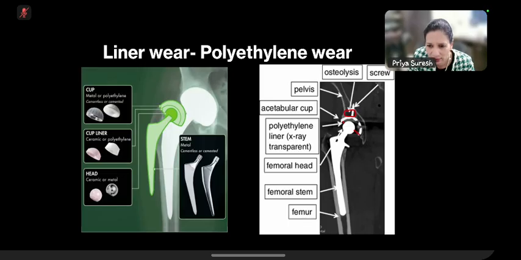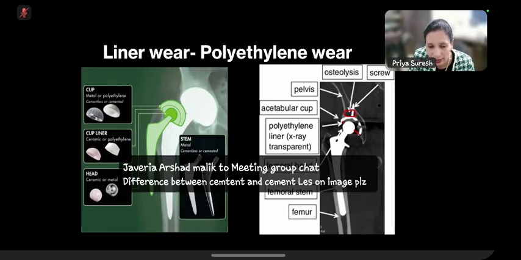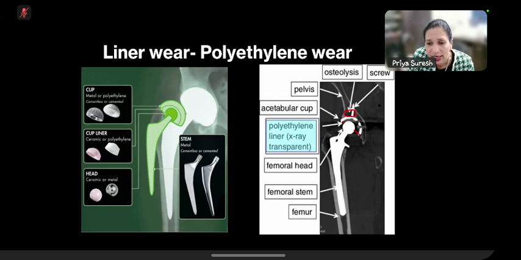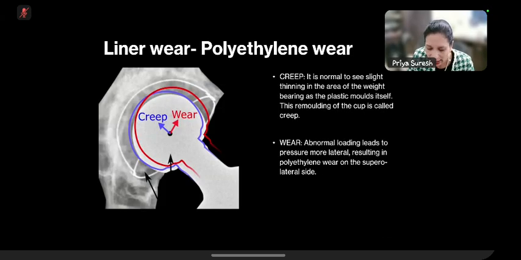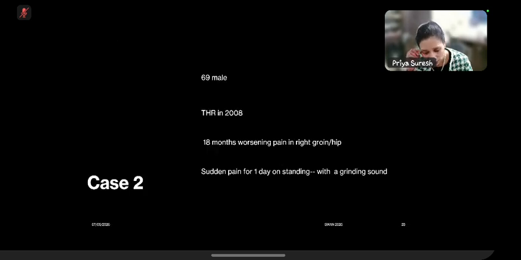So I think we have sort of nailed polyethylene liner wear and the findings that you get on plain radiograph and how it looks, and also the fact that just plain radiographs, serial plain radiographs, and review of those is enough. The MR usually doesn't add much to this part of the diagnosis. So we'll go on to case 2.